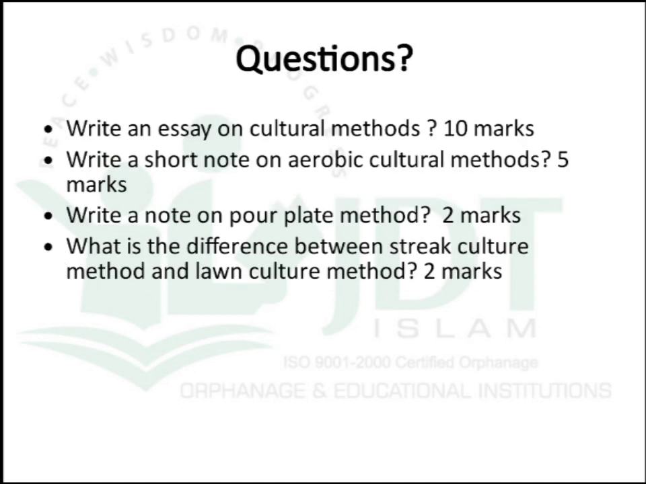Frequently seen questions are: write an essay on culture methods. If any question comes like an essay on culture methods, you have to write both aerobic as well as anaerobic culture methods. Anaerobic culture methods we will discuss in the next video. Also, write a short note on aerobic culture methods. A note on the pour plate method or any one aerobic culture method may be asked for a 2 mark question, and maybe a question like the difference between two culture methods, like streak culture and lawn culture methods. These are the different questions seen in the question paper.